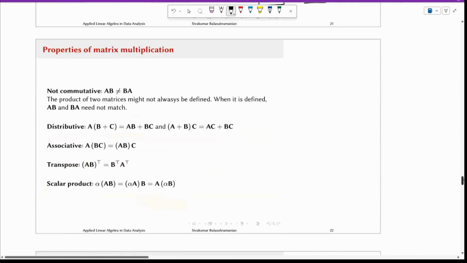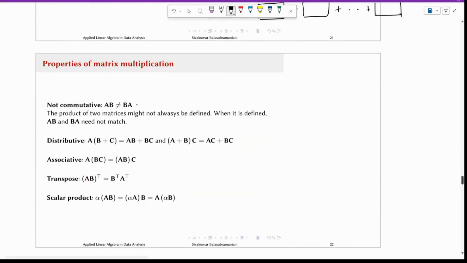Can we look at some properties of matrix multiplication now? Okay. An important property is that matrix multiplication is not commutative. AB is in general not equal to BA. In fact, you might not even be able to do BA. You might be able to do AB or BA, or both, or neither. It's not commutative. It's distributive, associative, and the transpose of a product of two matrices is essentially the product of the transposes, but in the reverse order.